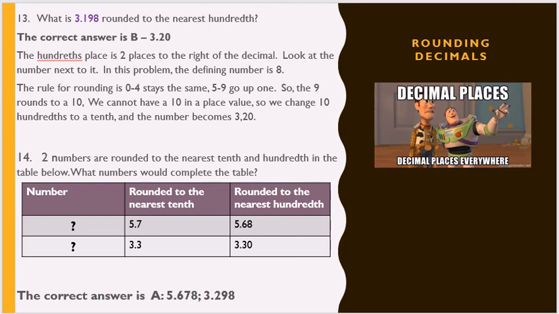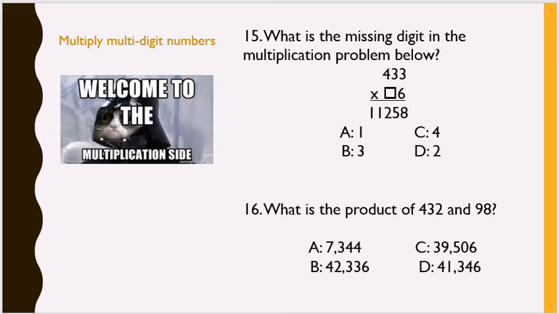Okay, moving on to the next set of questions. Number 15, what is the missing digit in the multiplication problem below? 434 times blank 6 equals 11,258. Is the missing digit A 1, B 3, C 4, or D 2? So you're solving for the missing digit. Number 16, what is the product of 432 and 98?